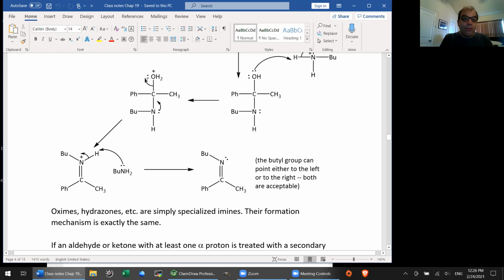Good, so we lose our water molecule and we get now this species, and now all we need to do to get our neutral imine product is just pull off that proton. And again, an amine molecule will be more than good enough to do that. Remember that the water molecule that we just made is outnumbered probably by about, I don't know, 10 to the 18th, 10 to the 20th power to 1 by butylamine molecules. So it makes sense to use that as our base here.